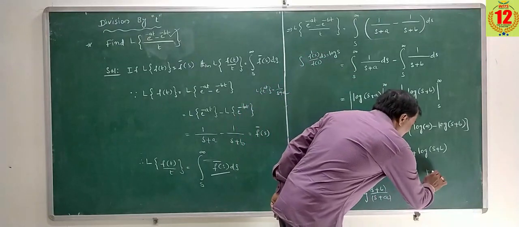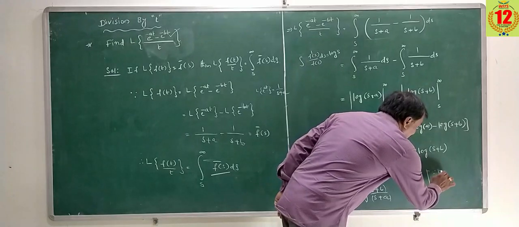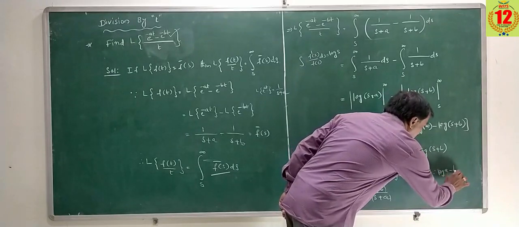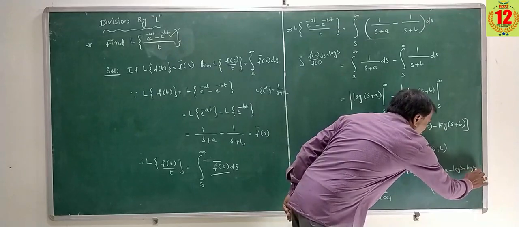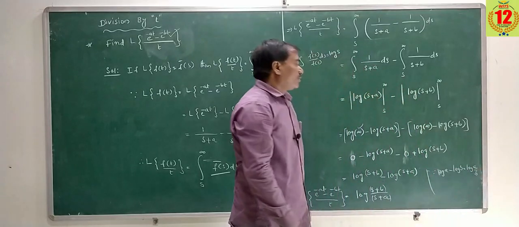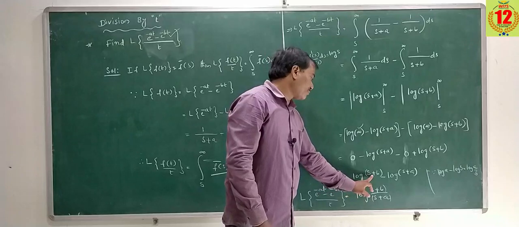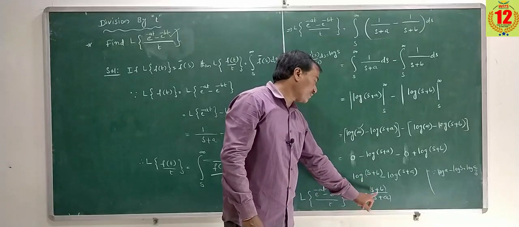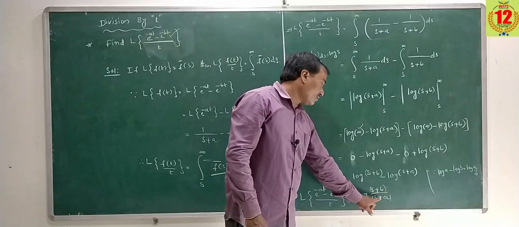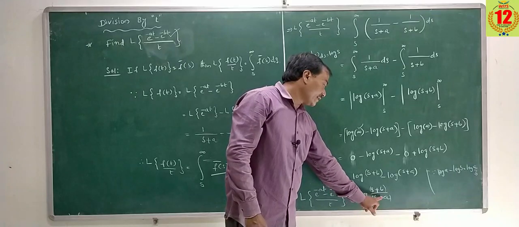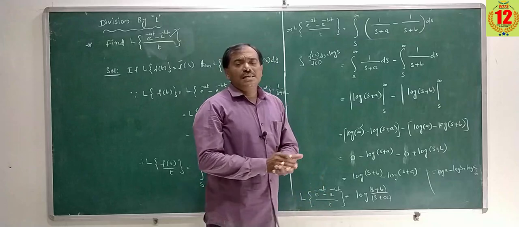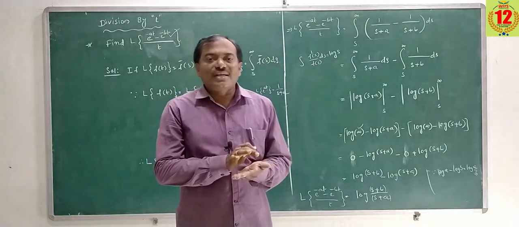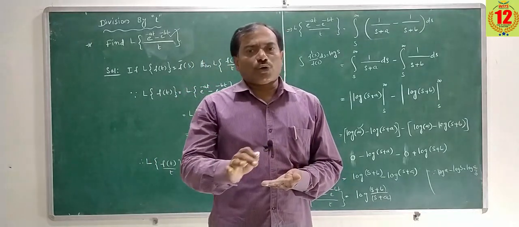By using this log property, log a minus log b equals log of a by b, this expression can be written in this form: log of s plus b by s plus a. So this is the Laplace transform of the given function. Here the given function is divided by t. We will see one more example.